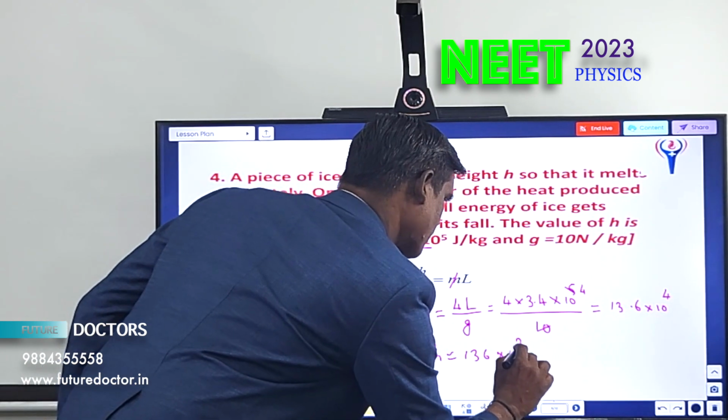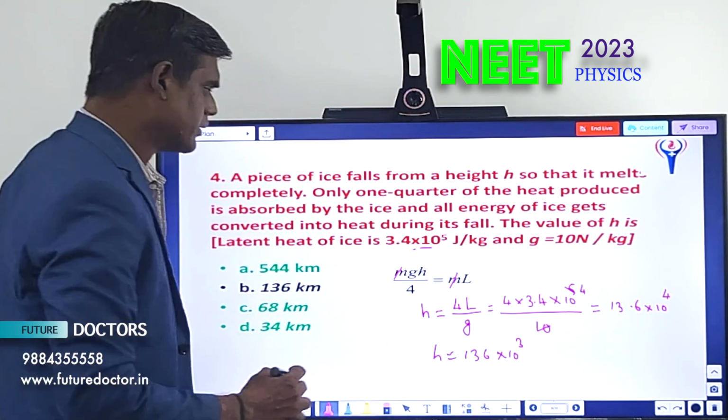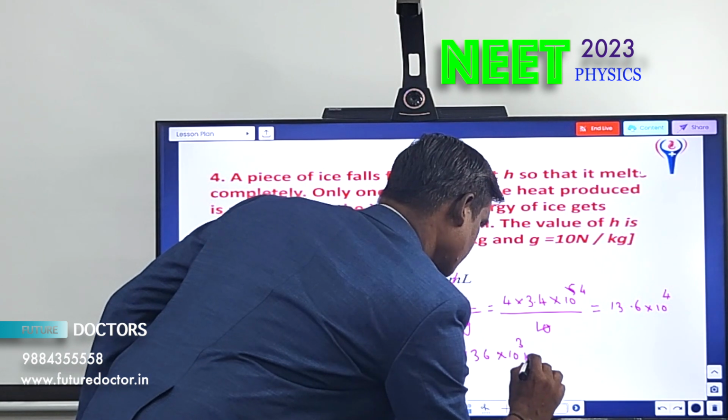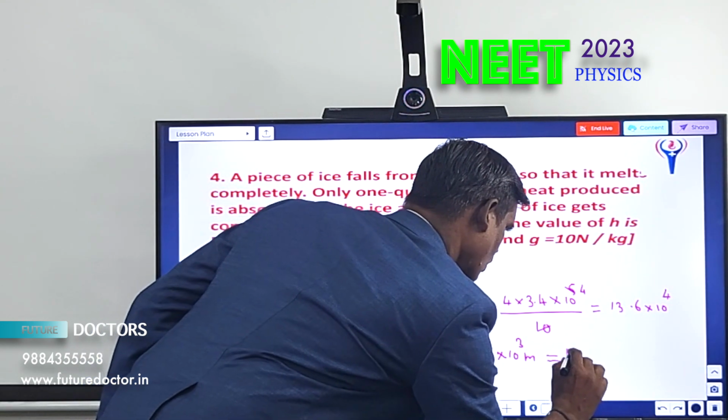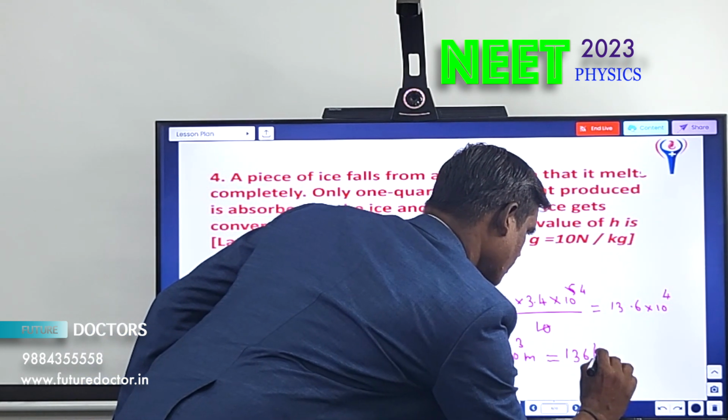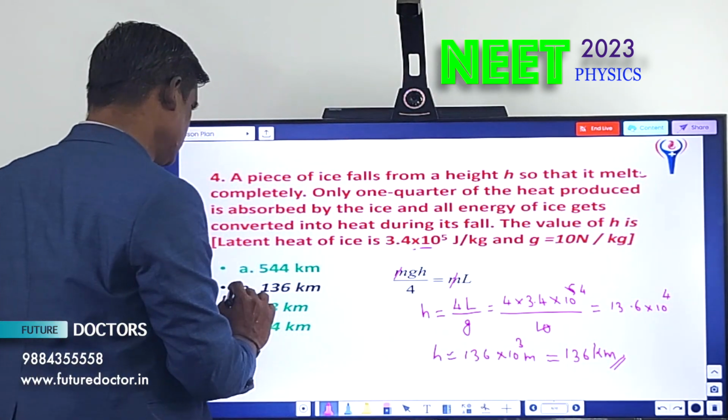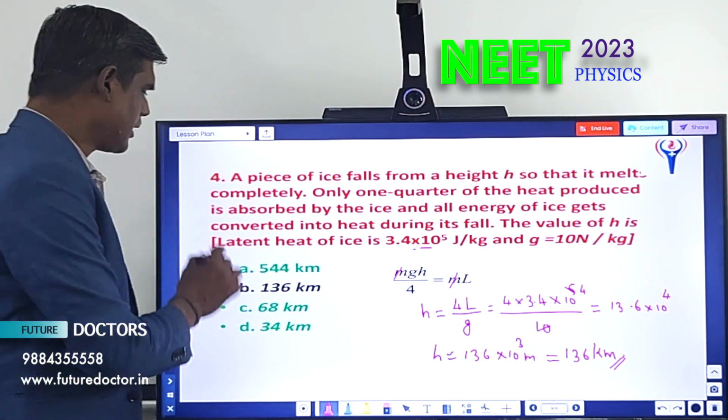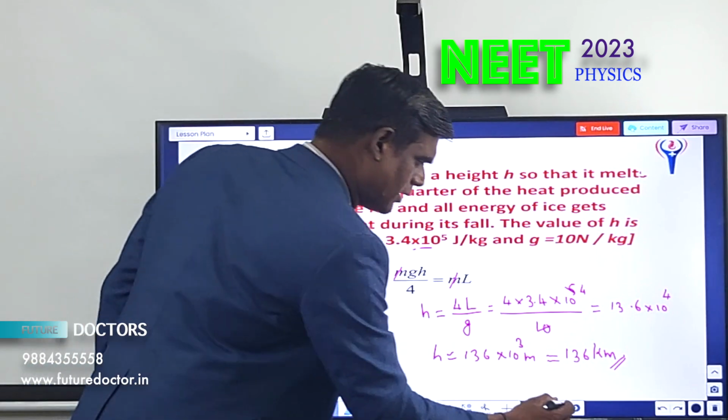Why am I writing 10 power 3? Because the answer is given in kilometer. This is 136 into 10 power 3 meter, that is equal to 136 kilometer. That is option B. Option B is the correct answer. Let's move to question number 5.